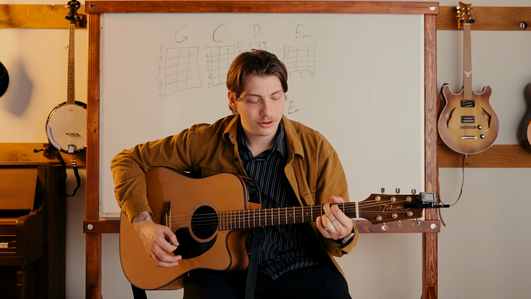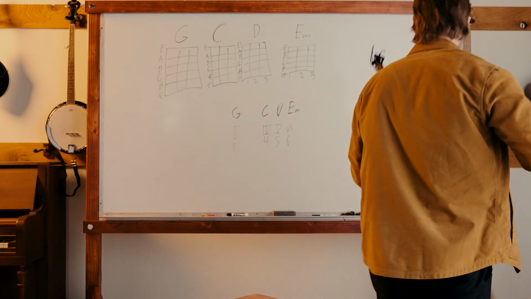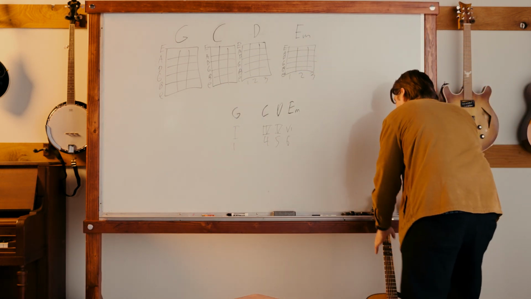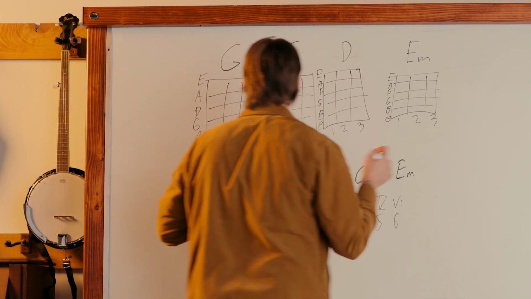Now from E minor to G, woo, that's a big transition because these 2 fingers have to go all the way down to the bottom. This one comes all the way up to the top, and that one goes right there. So I'm going to write these chord diagrams up on the board really fast, and then we're going to be done with this video.